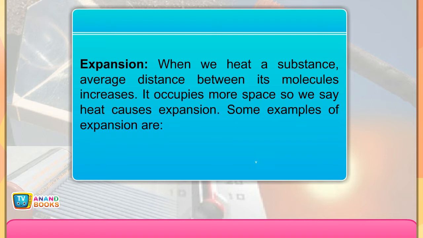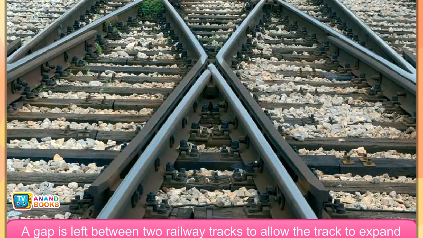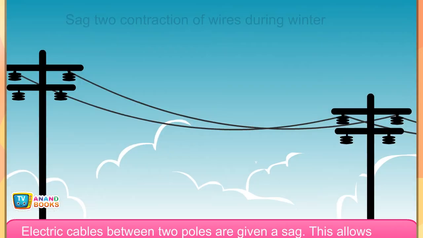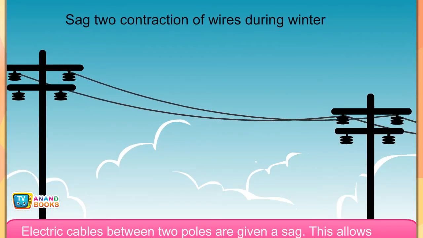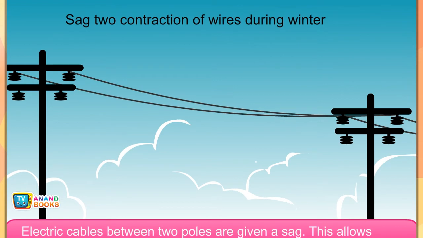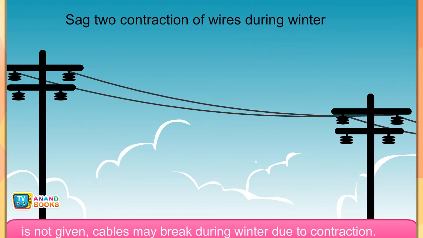Some examples of expansion are: a gap is left between two railway tracks to allow the track to expand in summer. Otherwise, tracks may bend. Electric cables between two poles are given sag. This allows them to contract during winter and expand during summer. If sag is not given, cables may break during winter due to contraction.